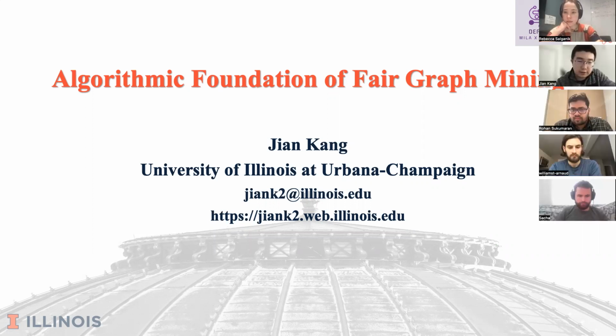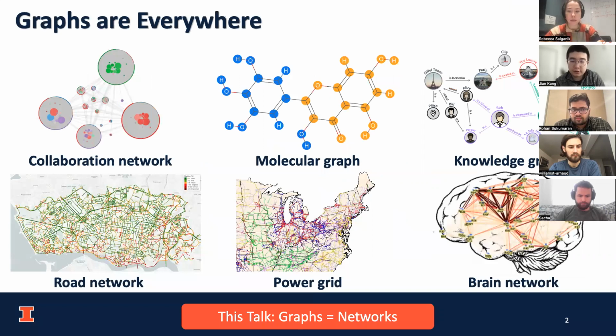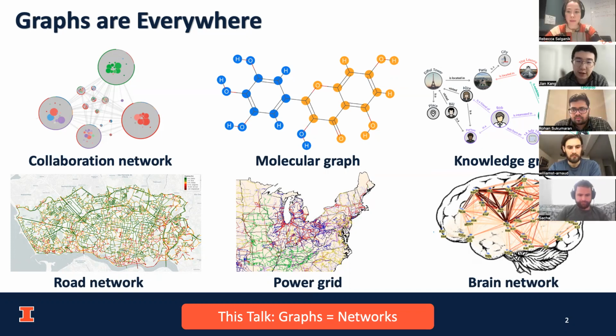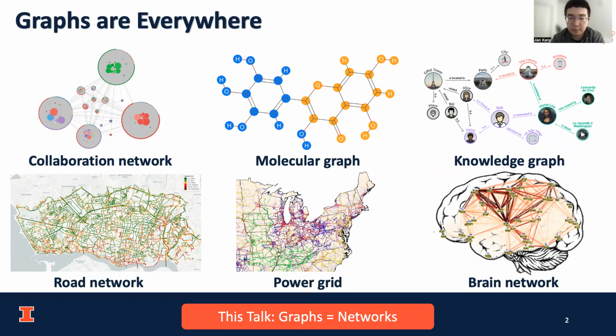Okay, let's get started. We will start with a very common observation that graphs are everywhere in our daily lives. For example, collaboration networks can model the collaborations among researchers, and chemical compounds can be represented as molecular graphs. Many infrastructures can also be represented as graphs, like road networks or power grids. Other typical examples of graphs include brain networks and knowledge graphs.